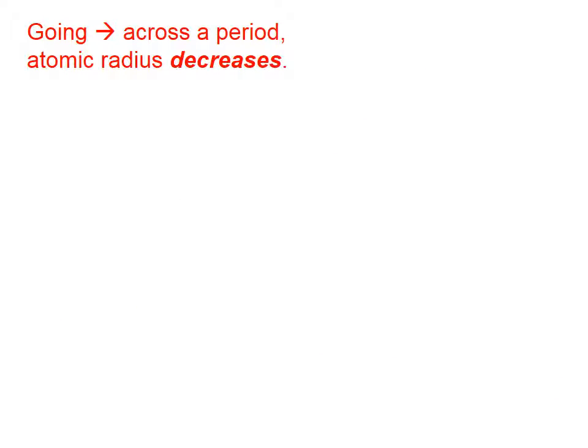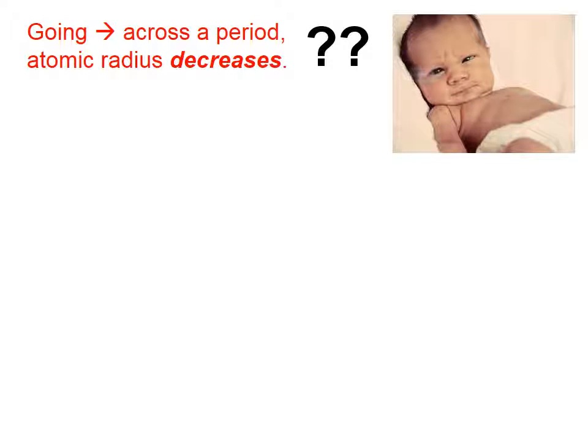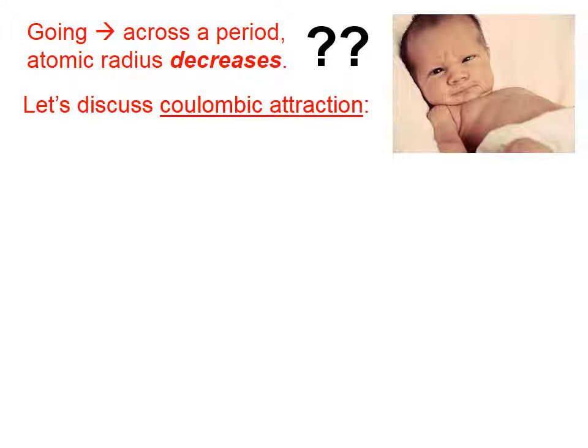Now, what about if we go from left to right across a period? Well, in that case, the atomic radius gets smaller, which at first might not seem to make sense because the masses of atoms certainly increase as you go from left to right. The number of protons increases by 1 every time.